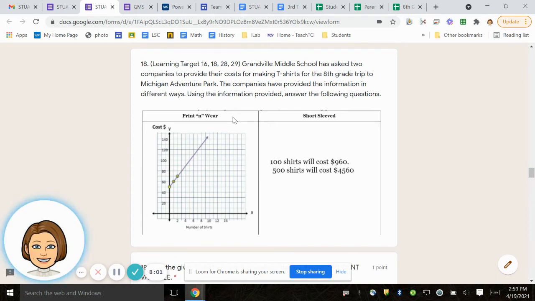Number 18. Granville Middle School has asked 2 companies to provide their cost for making t-shirts for the 8th grade trip to Michigan Adventure Park. The companies have provided the information in different ways. Using the information provided, answer the following questions.